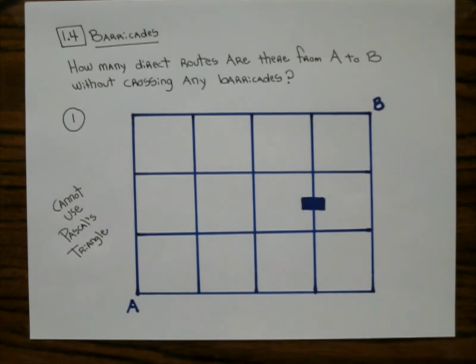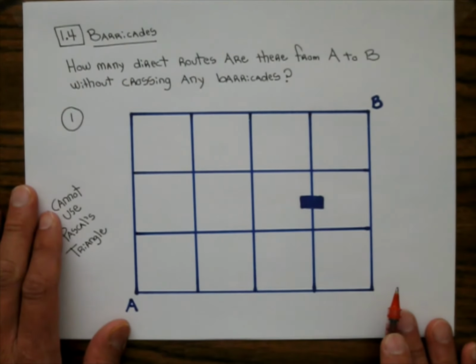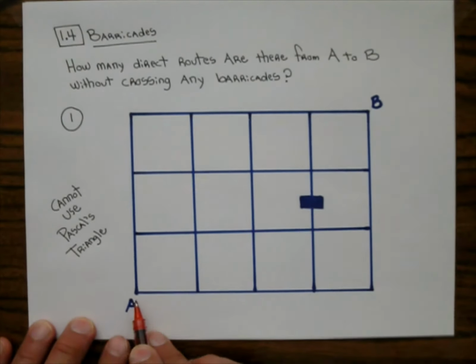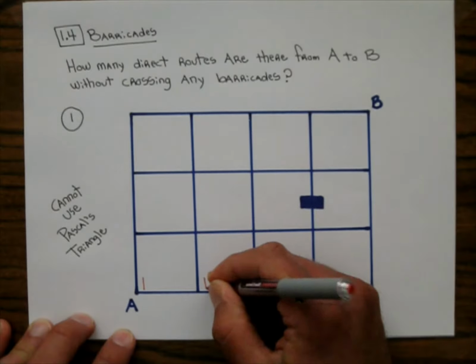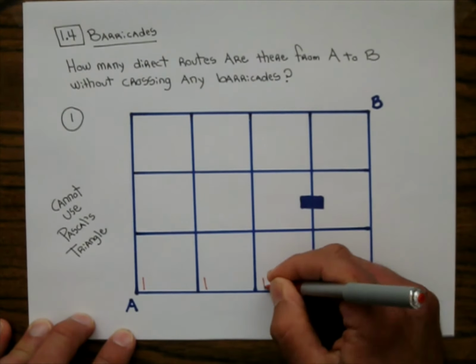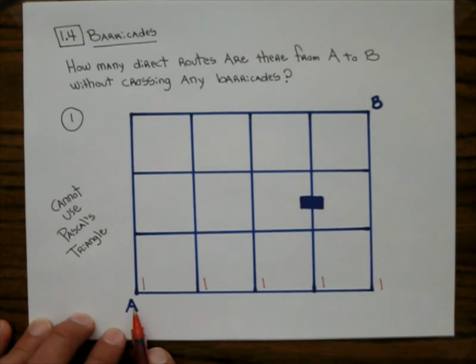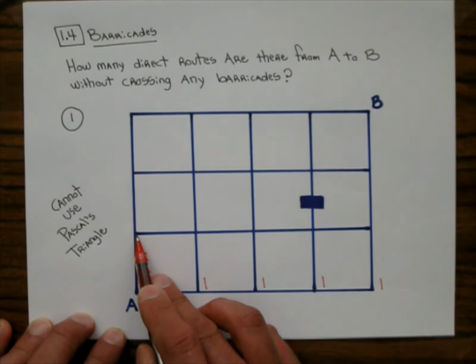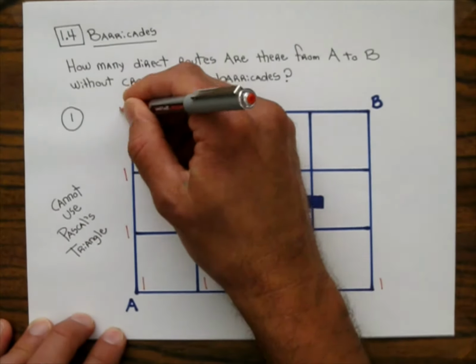Okay, back to barricades. So how am I going to do this problem? Well, I'm going to do this problem very carefully. What I want to do is go back to my old method of saying, well, how many ways can I stand here at this intersection and not do anything? One way. Okay, and how many ways can I go from point A to this point? One. And how many ways can I go here? One, one, one. Okay, so remember we did this in the last video. Now, how many ways can I stand at A and go up to this intersection? One direct route. And one direct route there and one direct route there.